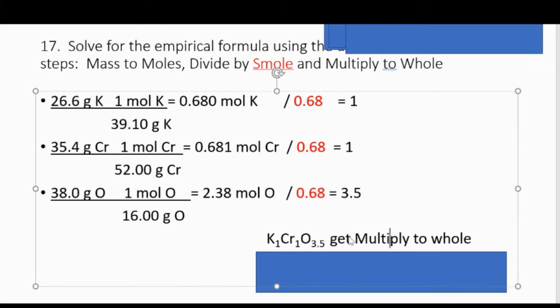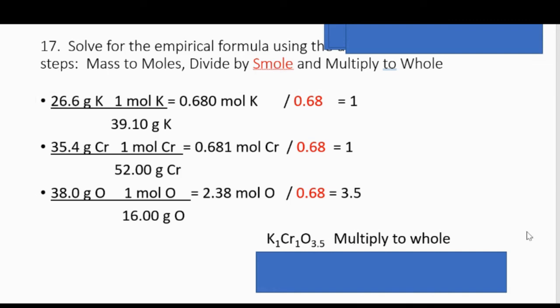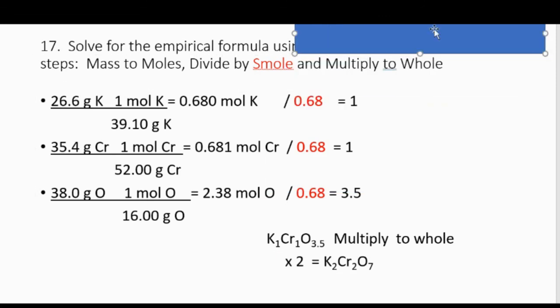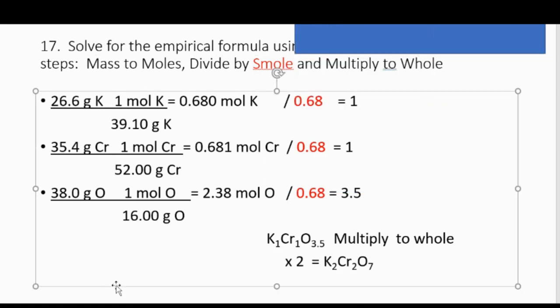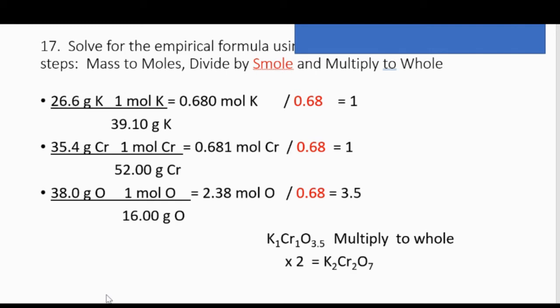Multiply to whole. We're going to multiply these 3 numbers, 1, 1, and 3.5, and try to get them to a whole number. Oftentimes, we are multiplying by 2. That is not uncommon. Occasionally, it's by 3. But in this case, when we multiply by 2, we turn the 3.5 into a nice whole number, as well as the other 2. Boom. So K2Cr2O7. So those are the 3 steps.